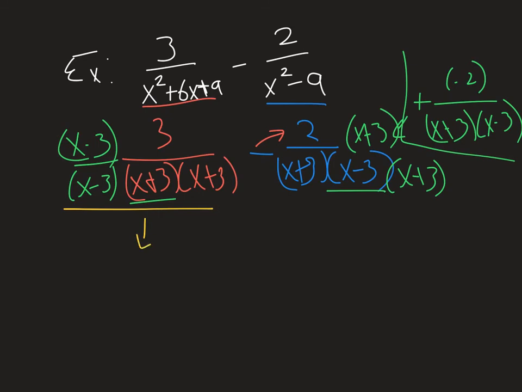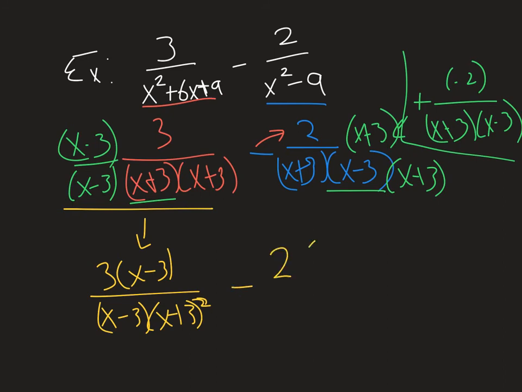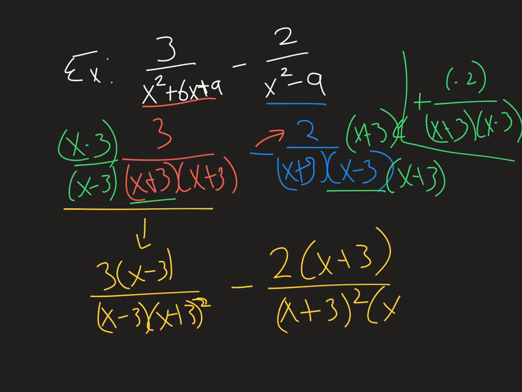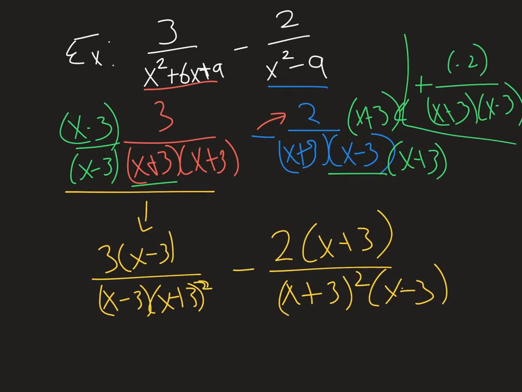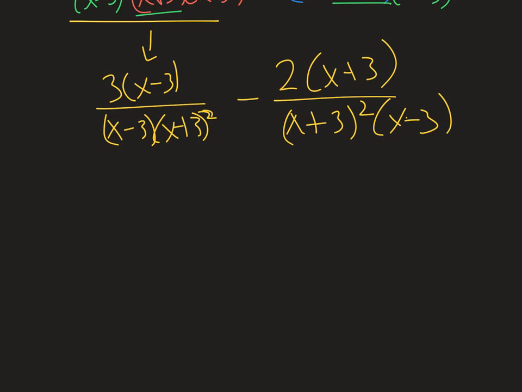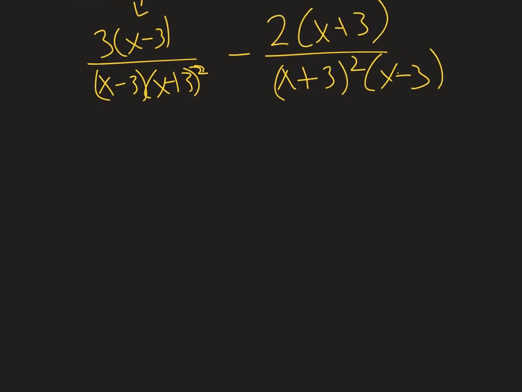This piece is going to turn into 3 times x minus 3 all over x minus 3 times x plus 3 squared. And again, you can write that as x plus 3 times x plus 3. I'm just doing it this way to save some writing. And we're going to subtract off 2 times x plus 3 all over x plus 3 squared times x minus 3. Now, I've shown it here to just demonstrate that you can write them both as two fractions. We can ultimately jump the step and write it as a single fraction, which I will do right now.